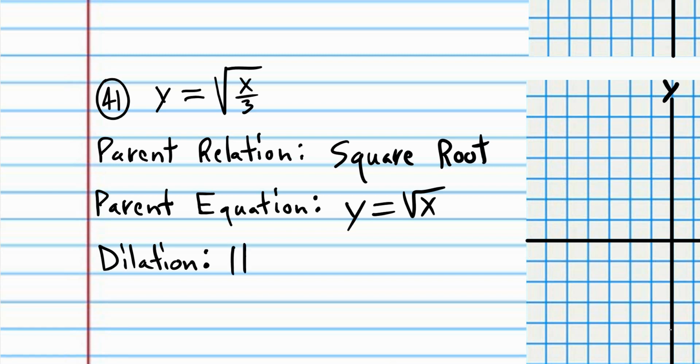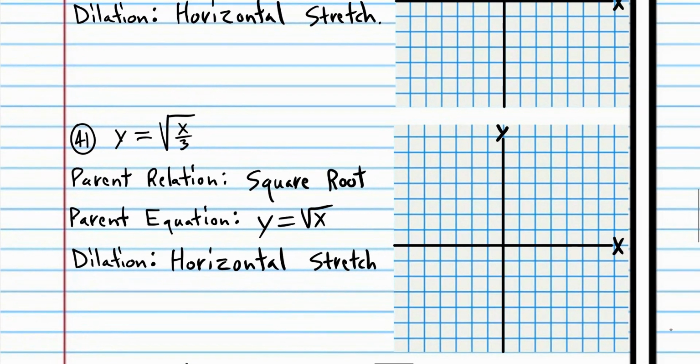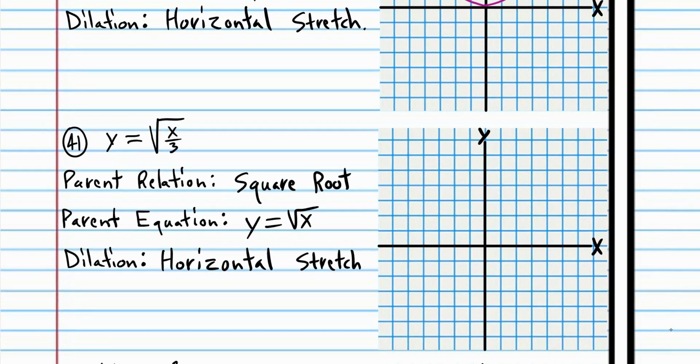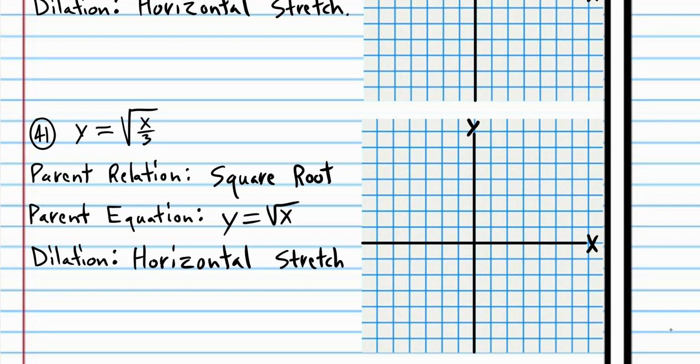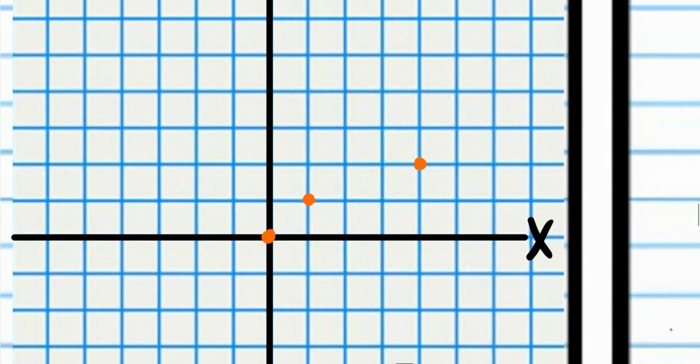And this is a horizontal dilation because we're dividing x. Whenever you divide or multiply x, it's a horizontal dilation, and it's a stretch because we're dividing. So if you graph the parent relation, use your reference points, it looks something like that. But we're going to multiply all the x values by 3. Again, it's the exact opposite of what you would think. You would say, well, we're dividing all the x values by 3. Not on the graph. In the equation, we're dividing x by 3, but on the graph, it's the exact opposite of what you would think. We're going to multiply all the x values by 3.